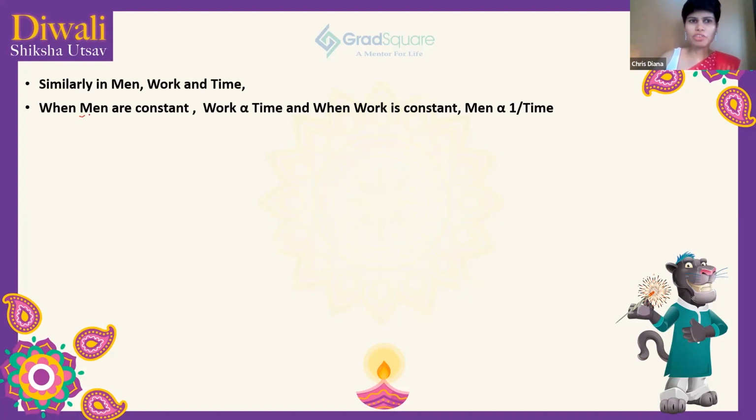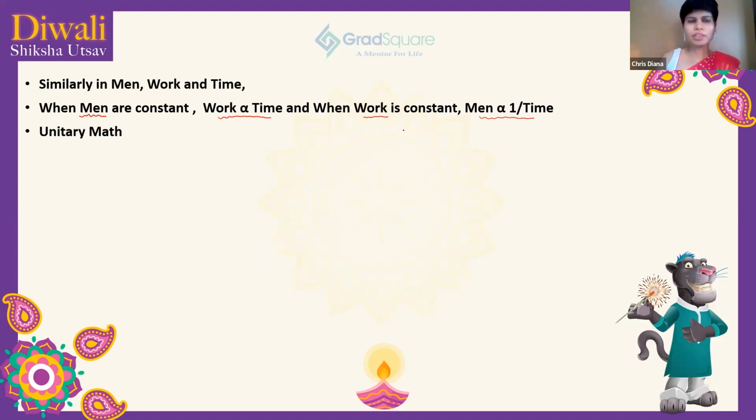So when the number of men working is constant and you increase the total work, the time taken is also going to increase. Correct? So work is going to be directly proportional to the time taken. Similarly, when the total work to be done is constant, if I increase the number of men, the time taken will decrease. So I can say that the number of men is going to be inversely proportional to the time taken when work is constant. So there should always be a constant factor when you're comparing two things.